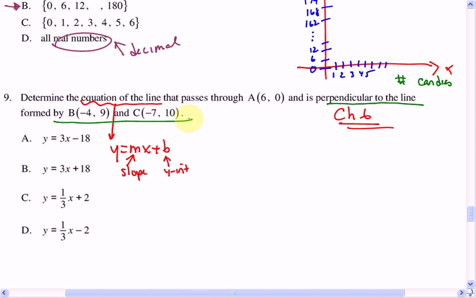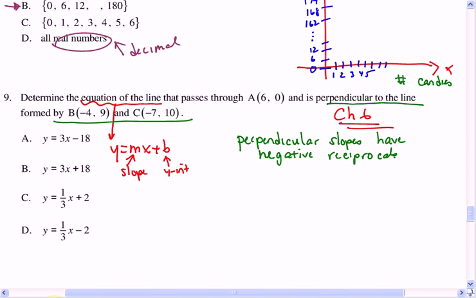So whenever I see the word perpendicular, I'm thinking, something to do with slopes. And what do we know about perpendicular slopes? You bet, perpendicular slopes have negative reciprocals.